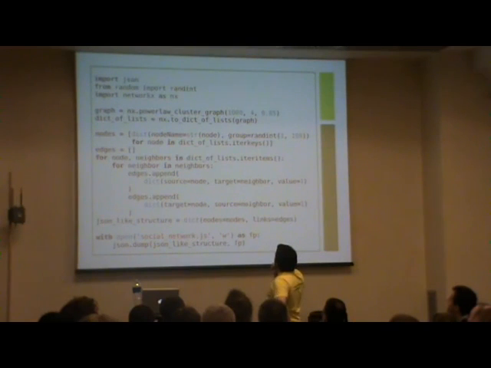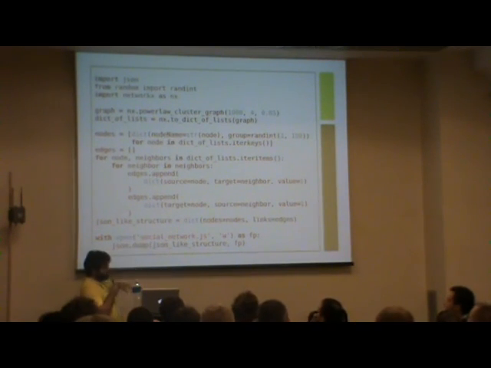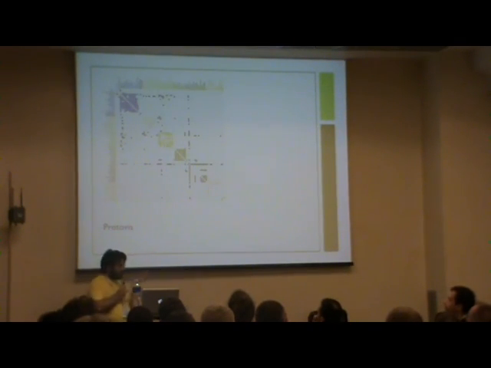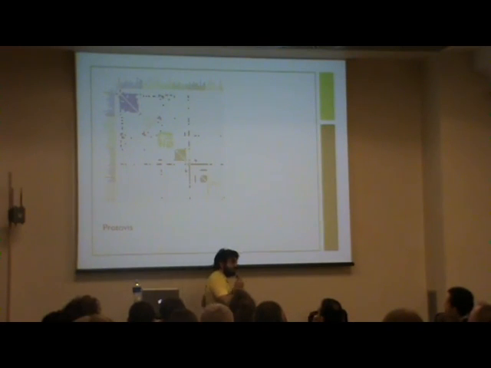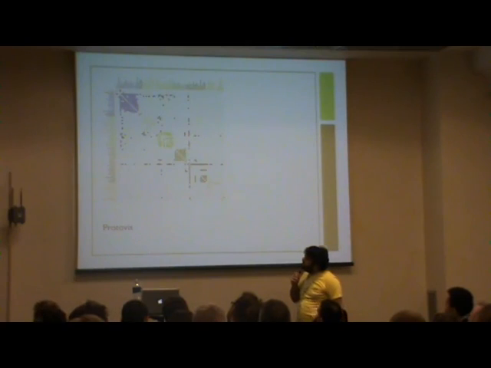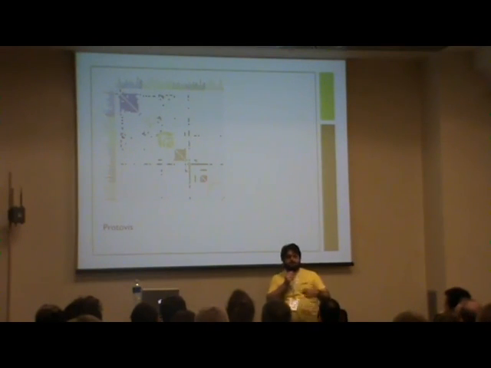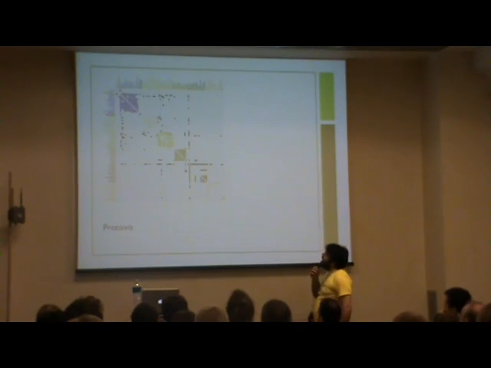Okay, and we just write the JSON object to a file, and then we can do this kind of thing. This is the matrix. I think it comes from a book about social networks. I don't remember which one. Les Misérables, I think. Okay.